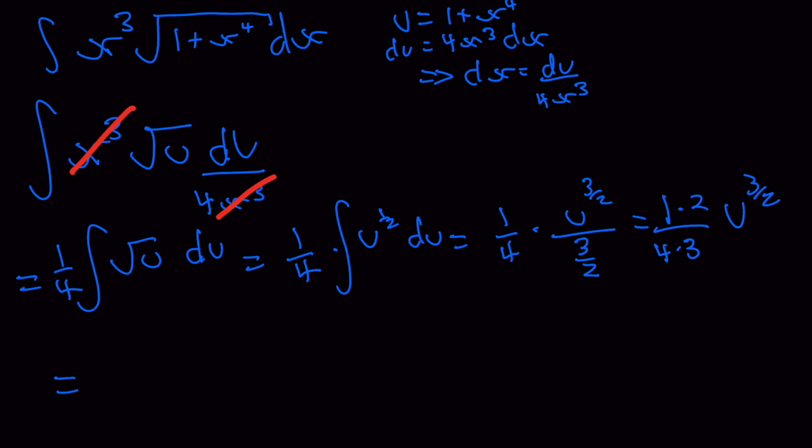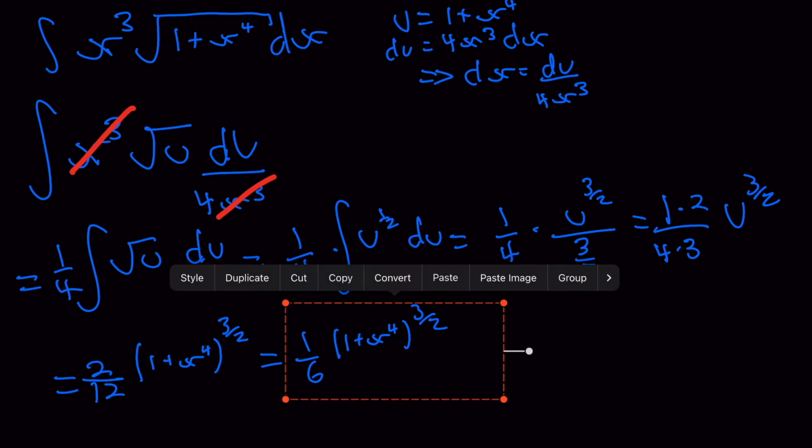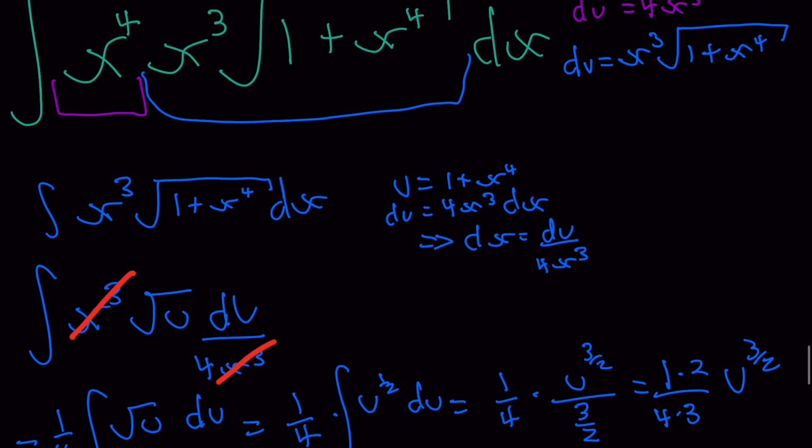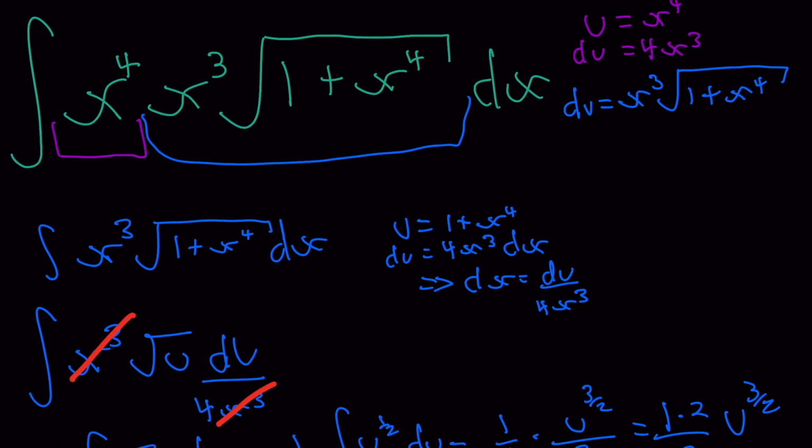So now we have 2/12 of, let's plug in our value of 1 plus x to the 4th, all raised to 3/2. And then let's simplify 1/6, 1 plus x to the 4th to the 3/2. So this right here, that's just our v. That's literally just our v right here.